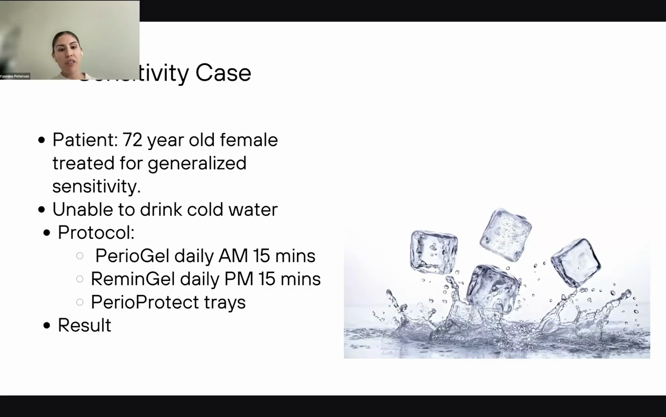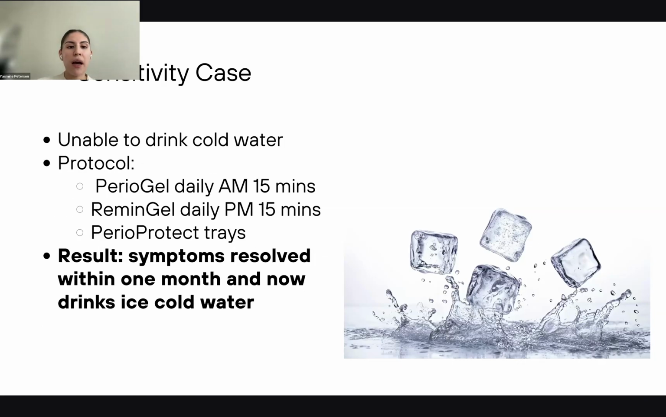So now we can talk about cases. I have a lot of them, but today I'll talk about four. I wanted to start with sensitivity. This one was a 72-year-old female treated for generalized sensitivity. Her main concern was that she was unable to drink cold water. She had a little bit of gingivitis. Her protocol was to use Periogel daily in the morning for 15 minutes, and Remingel daily at night for 15 minutes using PerioProtect trays. And after roughly a month, we found that her symptoms resolved by 100%.